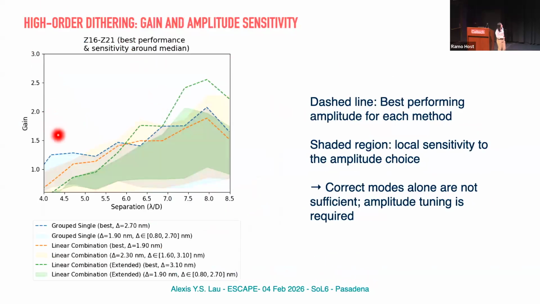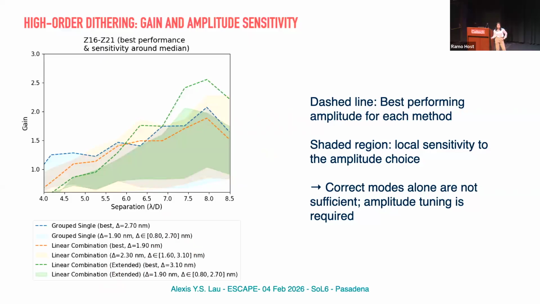So this plot is showing, the dashed line is the best performing cases for each method that I showed in the previous slide, with the mixture of modes, pure modes, and also the single modes. And the shaded region shows that the gain we can observe is sensitive to the amplitude choice, meaning that having the right model content would bring us to the correct regime that would lead to contrast gain. But we are also sensitive to the amplitude of the dithers, which is similar to what they have observed on JWST.